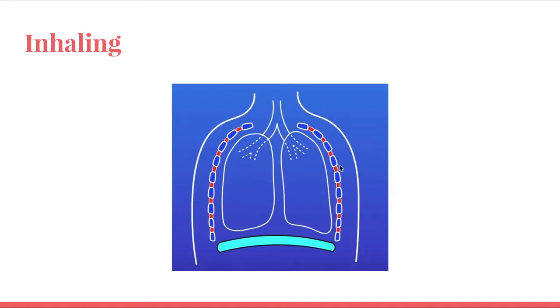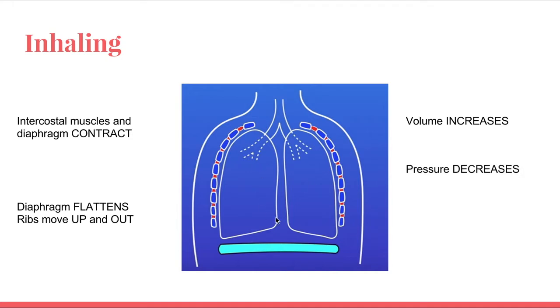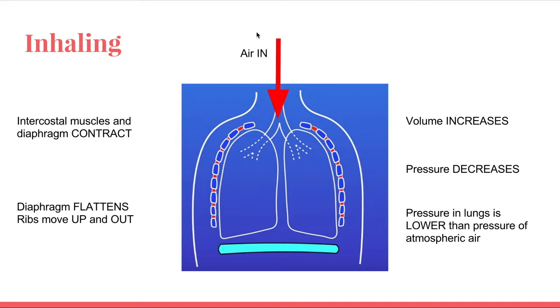So what happens when you inhale? When you inhale, your intercostal muscles and the diaphragm contract. And so the diaphragm flattens and the ribs move up and out. This increases the volume in the lungs, and so there is more space, so the pressure in the lungs decreases. And now the pressure in the lungs is lower than the pressure of the atmospheric air, the air outside your lungs, the air around you. And so this forces air into the lungs from high pressure to low pressure.